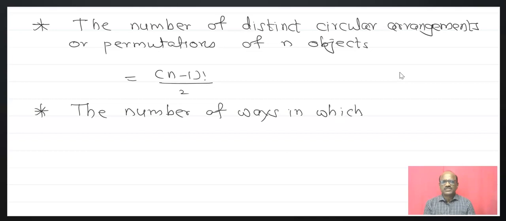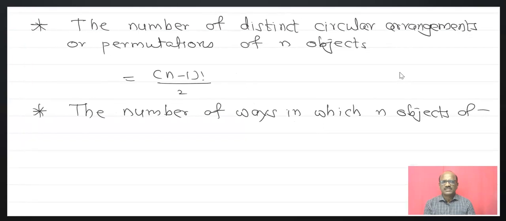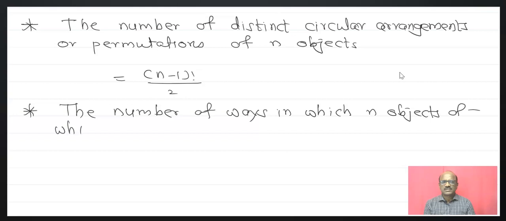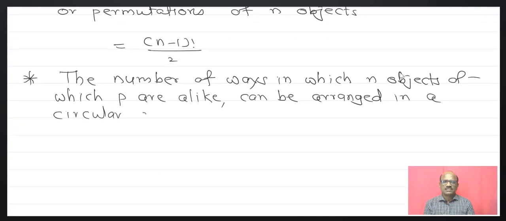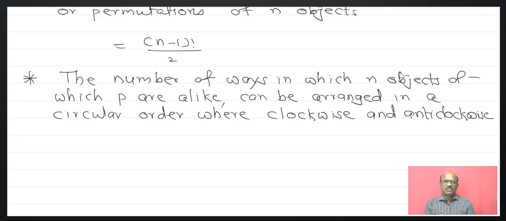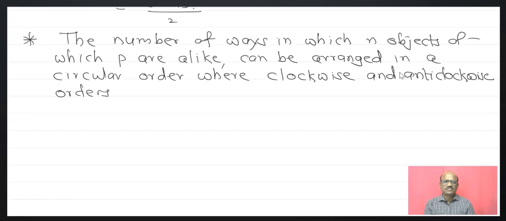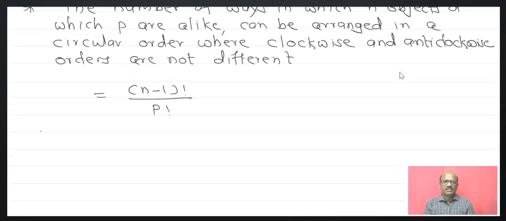Next is, the number of ways in which n objects, of which p are alike, can be arranged in a circular order where clockwise and anti-clockwise orders are not different, is n minus 1 factorial upon p factorial.